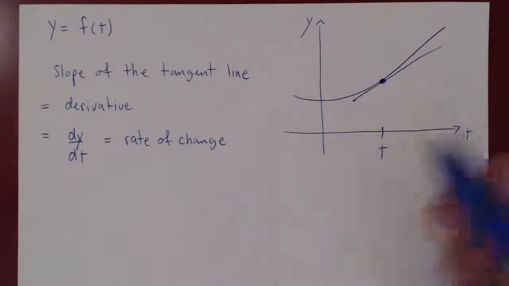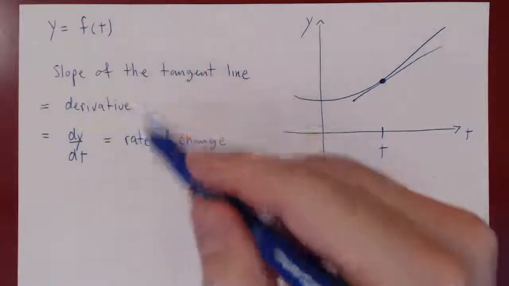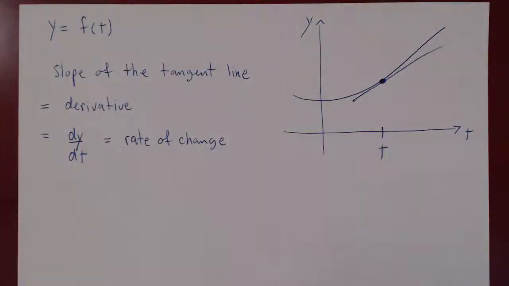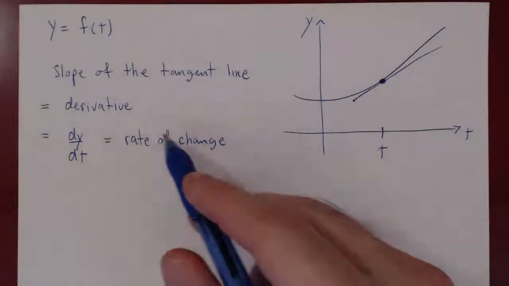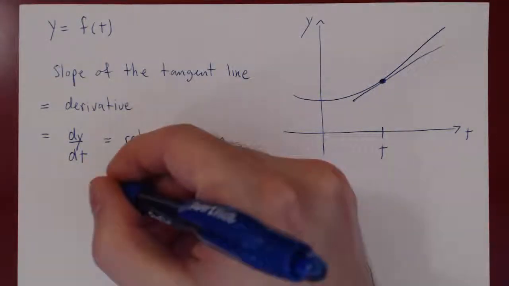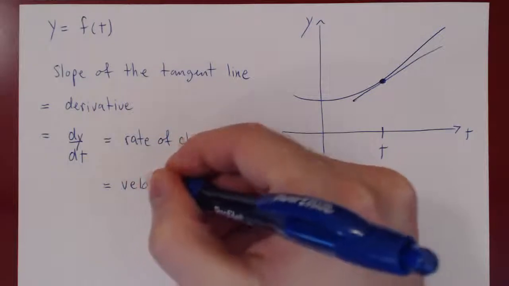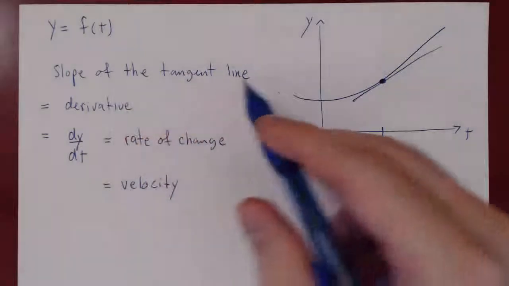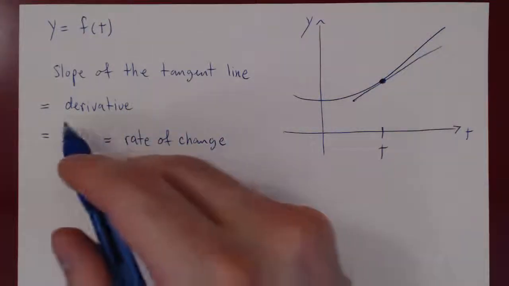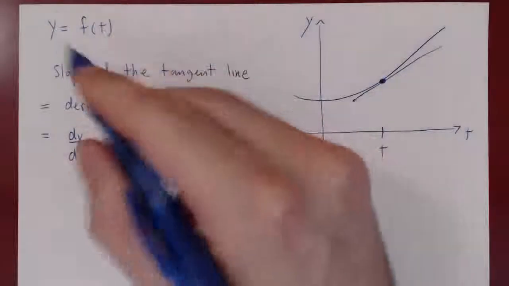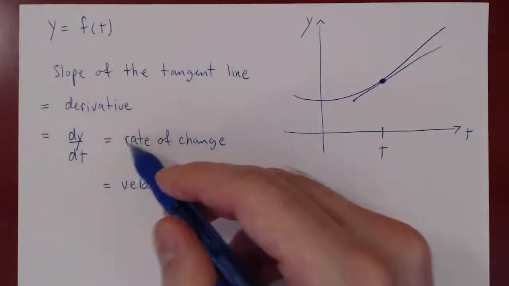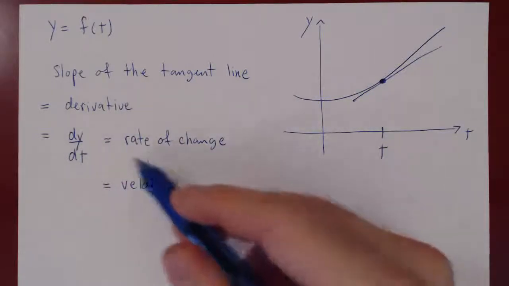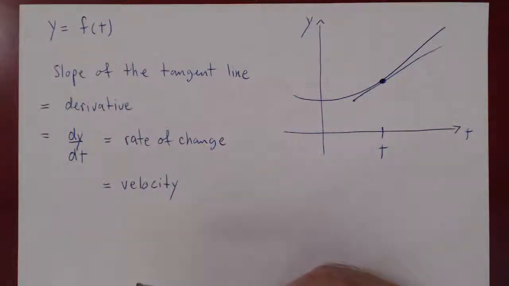But we also know, and this is true for any given function of t, that if f of t represents the position of an object moving in a linear fashion, the derivative is also the velocity of the object. So the slope of the tangent line to a function is what we call the derivative. If y is a function of t, it is dy over dt. That is the rate of change of y with respect to t, and that is the velocity of the object.